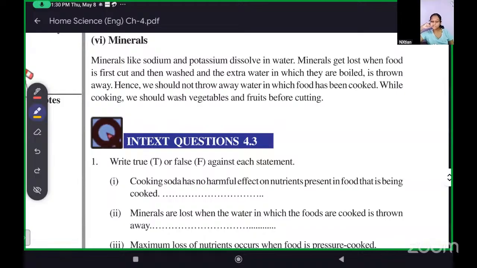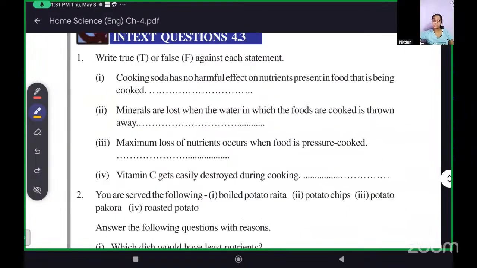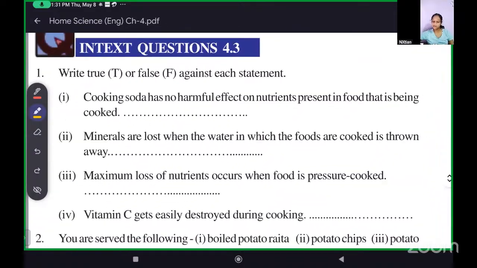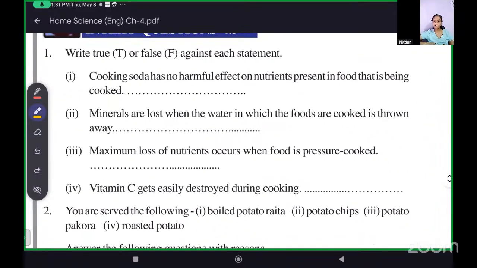Minerals get lost when food is first cut and washed, and then, we read this. Hence, we should not throw away water in which food has been cooked. While cooking, we should wash vegetables and fruits before cutting. Now we have some true or false. Cooking soda has no harmful effect on nutrients present in food that is being cooked. Is that true or false? False. Correct.